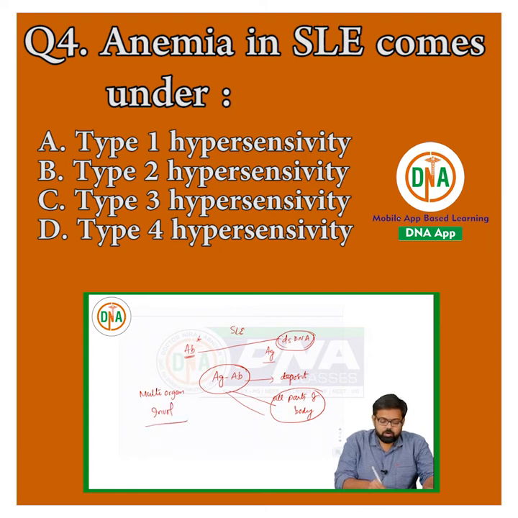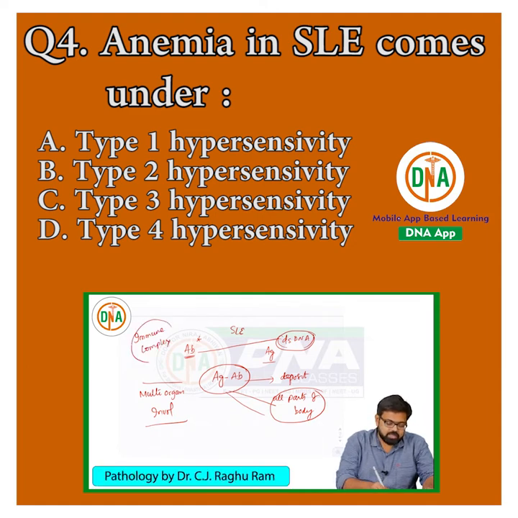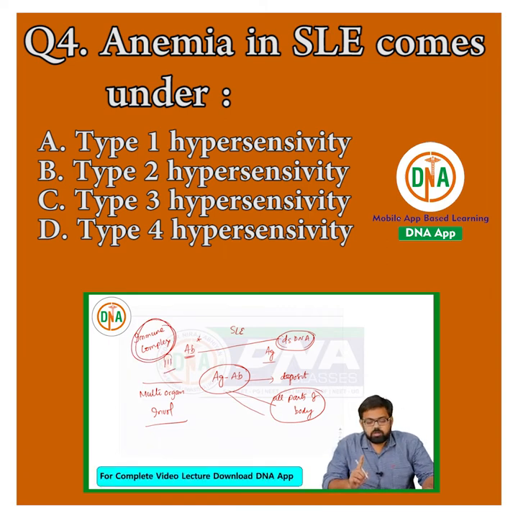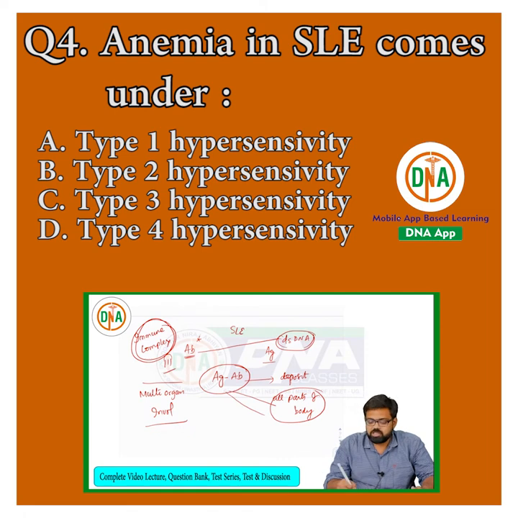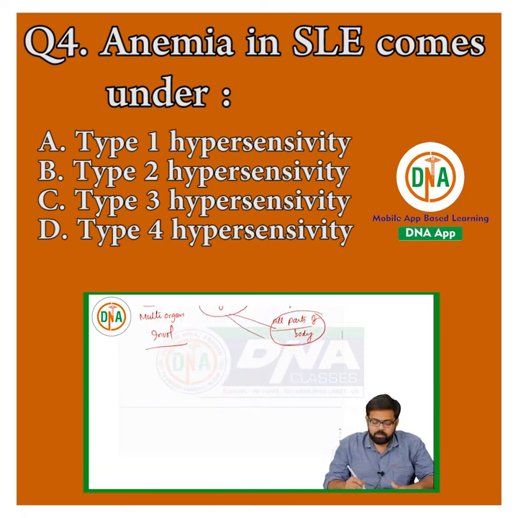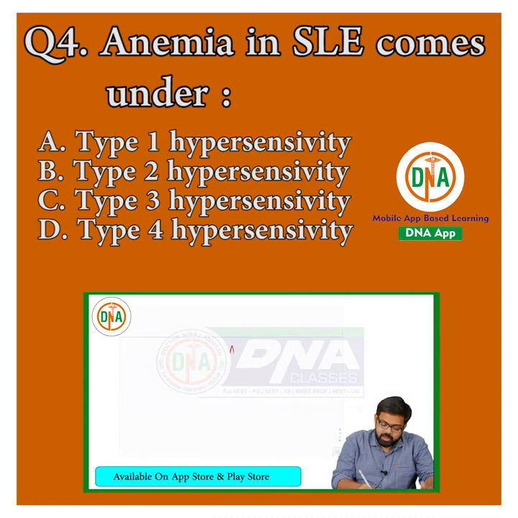And any hypersensitivity which deals with immune complex mechanism is type 3. So the multi-organ involvement seen in SLE is because of immune complex deposition. So this is a type 3 hypersensitivity. But what happens in anemia?